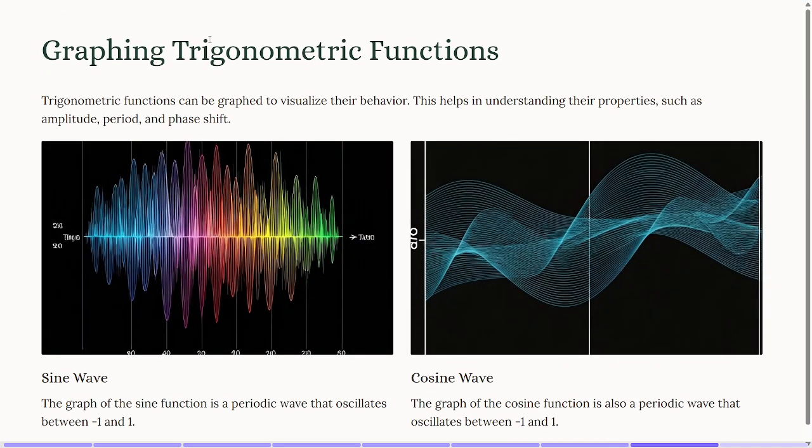Now we discuss graphing trigonometric functions. As you see, this is the graph known as the sine wave, and this is the cosine wave. The graph of the sine function is a periodic wave that oscillates between -1 and 1. This is used in higher classes, but for basic understanding I have given it in this video. So this is the cosine wave. The graph of the cosine function is also a periodic wave that oscillates between -1 and 1. This question is always asked: what is the range of the cosine wave or sine wave? That is -1 to 1.